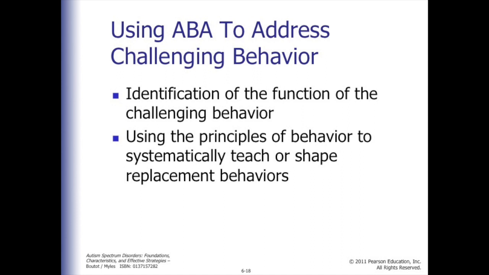Once you figure out the function of the behavior, you use principles of behavior to systematically teach or possibly shape replacement behaviors. A lot of times, if the function of the problem behavior is attention, then the intervention you use helps the student gain access to attention, whether it be from peers or adults. That's going to depend on what type of attention the student likes. So to use ABA to address challenging behaviors, you figure out the function of the behavior, and then you come up with an intervention that allows the student to appropriately access that function.